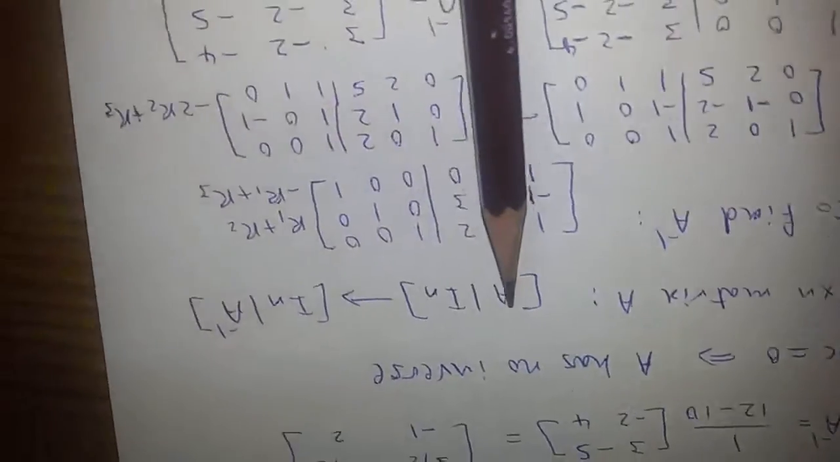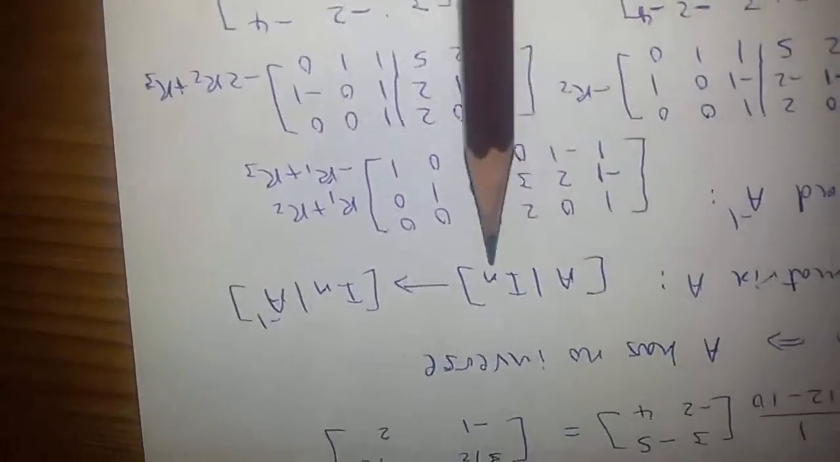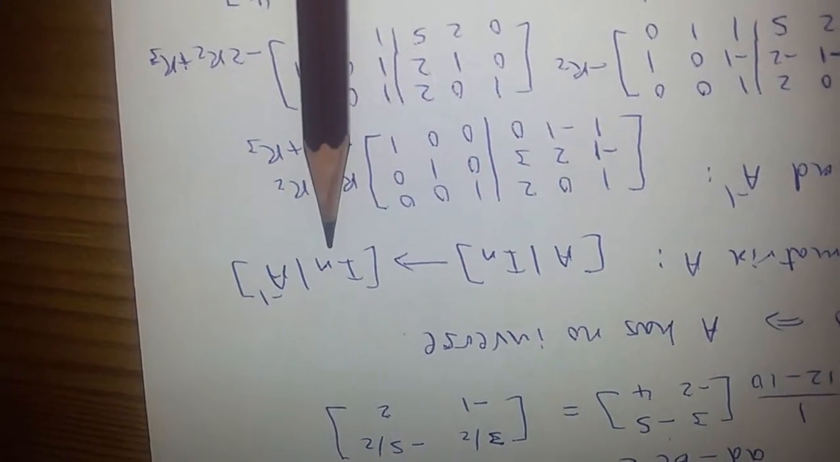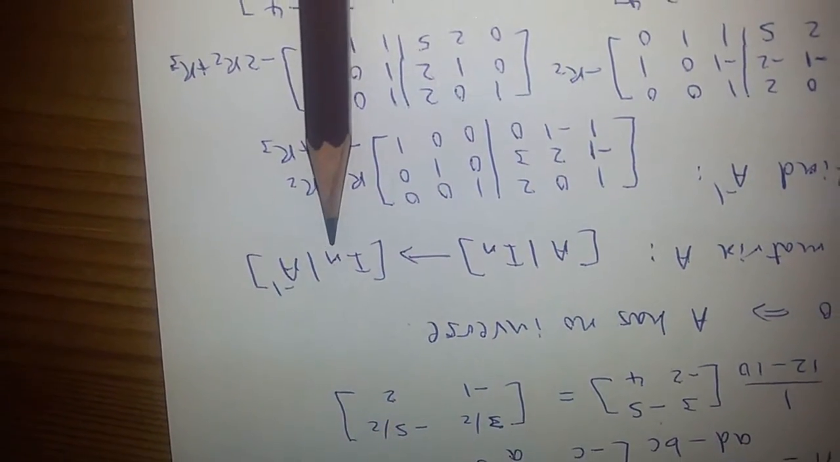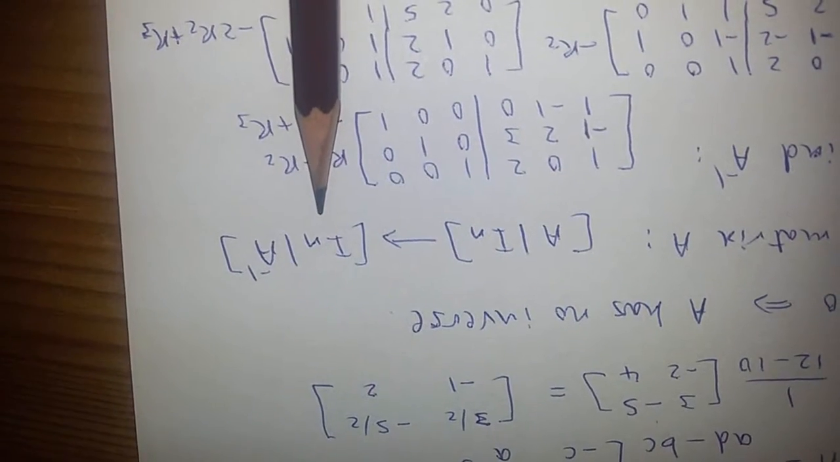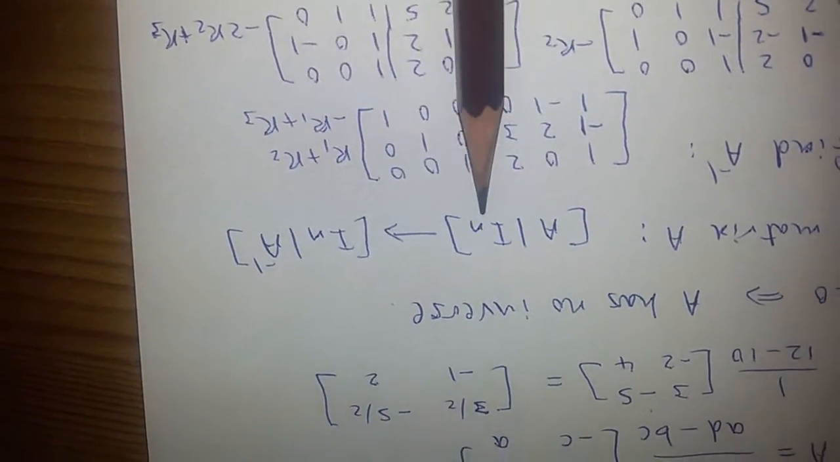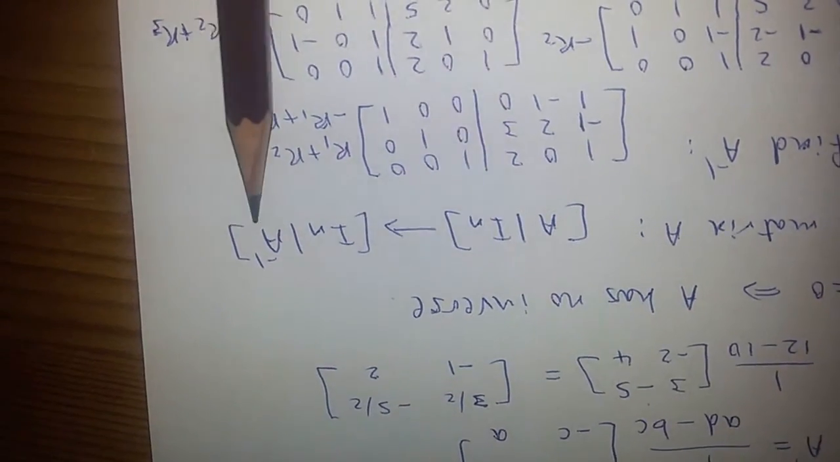And then we use the 3 transformations we know before to change A to the identity matrix, like we do in Gauss and Jordan method. And while we're changing A to I_N, I_N is also changing, and it's changing to A inverse. So let us see an example.